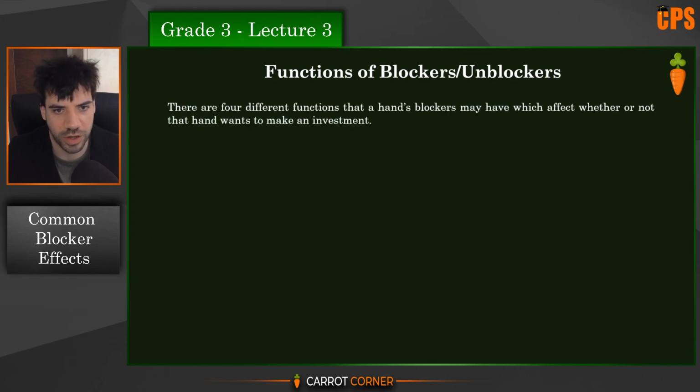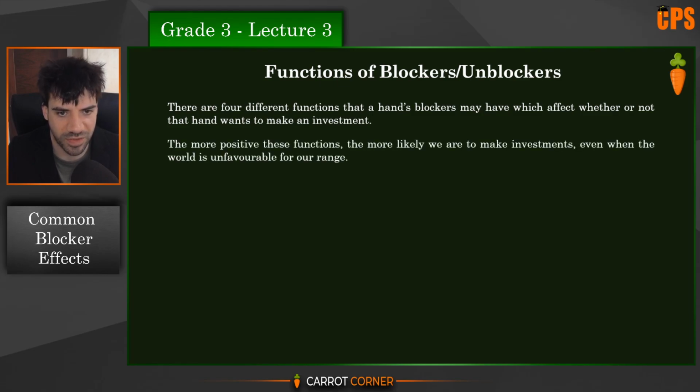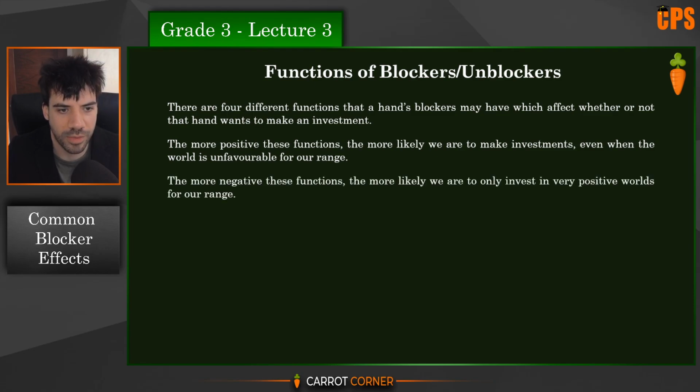There are actually 4 different functions that hands blockers can have, which are likely to affect whether or not that hand would like to make an investment. The more positive the functions of the blockers, the more likely we are to make that investment, even when the world is not so favourable for our range. Essentially, world favourability, a familiar concept by now, ties into blockers in a huge way. Where the world is more favourable for our range, we will not need to be as selective with our blocker functions being positive, but in worlds that are bad for us, we're going to have to care more about our blockers having positive functions. The more negative the functions of our blockers, the more likely we are to only invest in very positive worlds for our range.